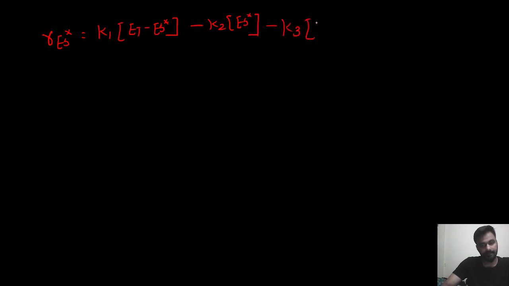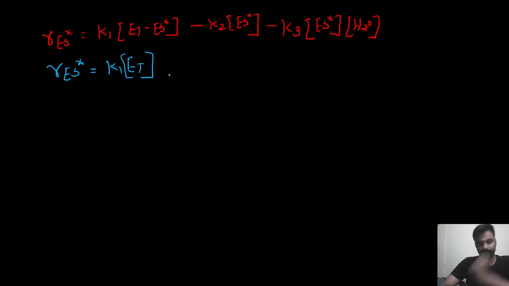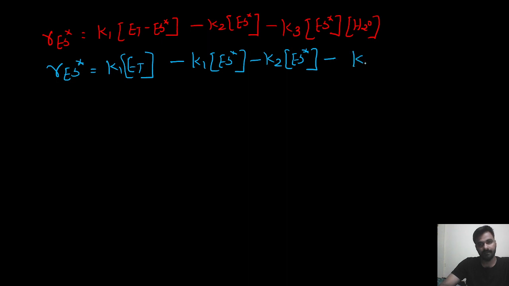So on the next slide I can write R ES star is equal to K1 times the concentration E total minus ES star, minus K2 times the concentration of ES star, minus K3 times the concentration of ES star into the concentration of water, right? So one very important assumption is that I will be assuming the concentration of ES star is equal to K1 concentration of ET, that is the total enzyme concentration, minus K1 concentration of ES star minus K2 concentration of ES star, and minus K3 star concentration of ES star.